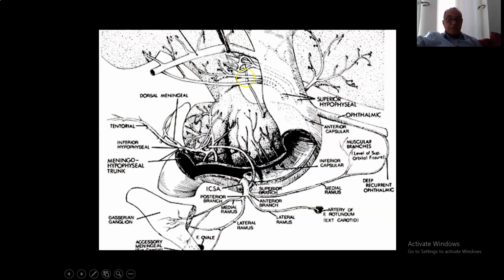This is the diagram, and here we can see the superior hypophyseal artery, the only medial branch of the carotid, and we have the meningohypophyseal trunk arising from the intracavernous carotid and giving the inferior hypophyseal artery, which is giving the blood supply to the posterior pituitary.